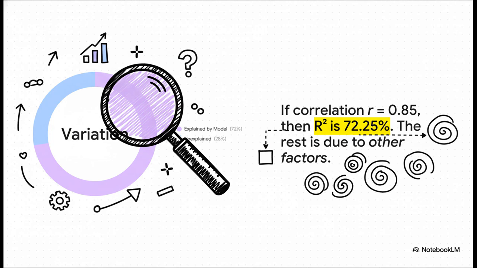And check this out, it's actually pretty straightforward. Let's say our correlation coefficient, r, is 0.85. To get r-squared, you just square it. That gives us 0.7225. So what does that mean? It means our model explains 72.25% of the variation in the data. Pretty good. The other 27.75%? Well, that's just unexplained. It's variation caused by other stuff that's not in our model. Now that's a good start, but our checkup is definitely not over yet.